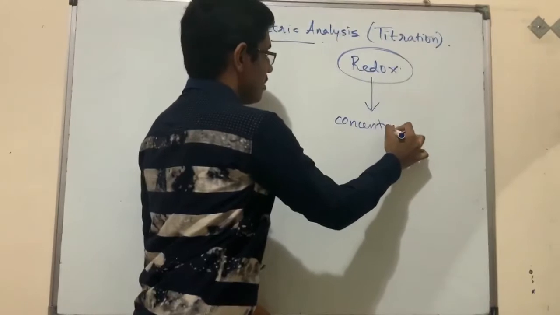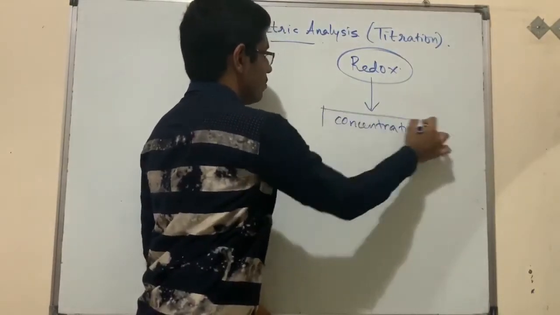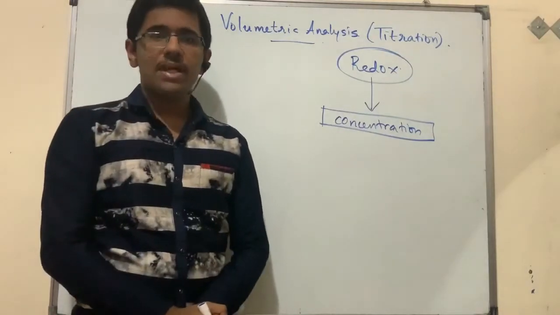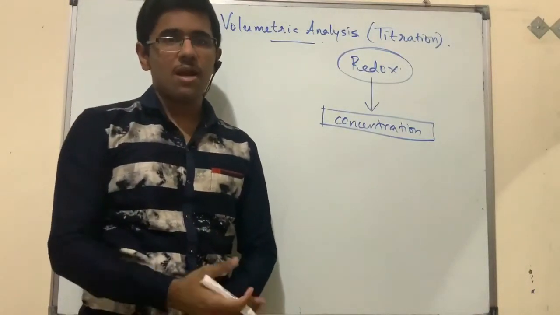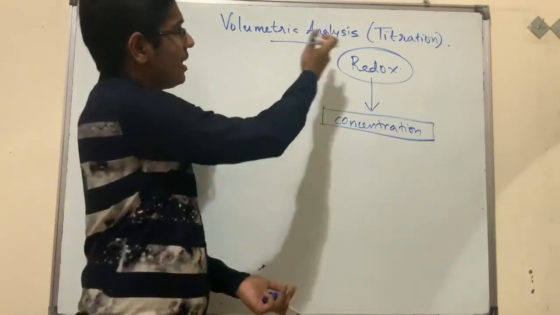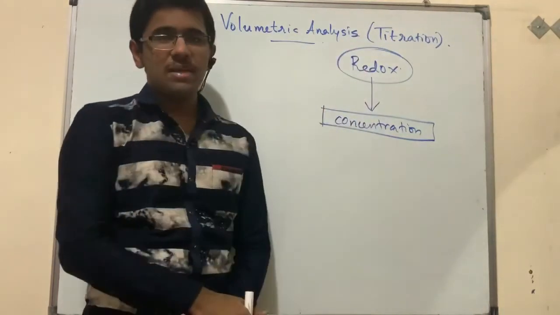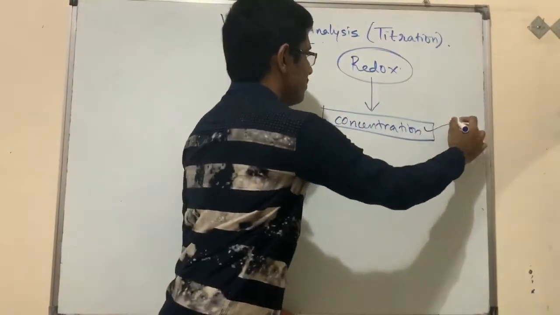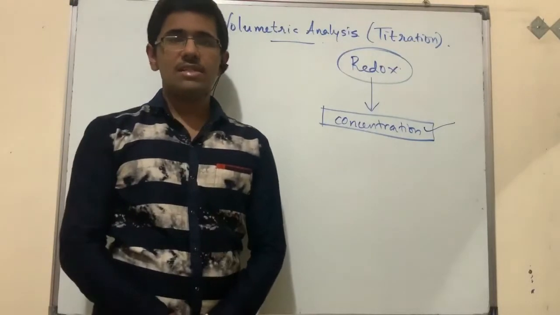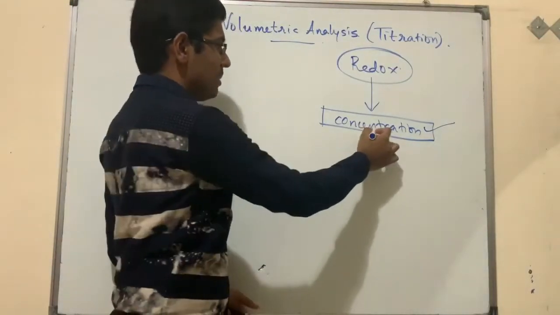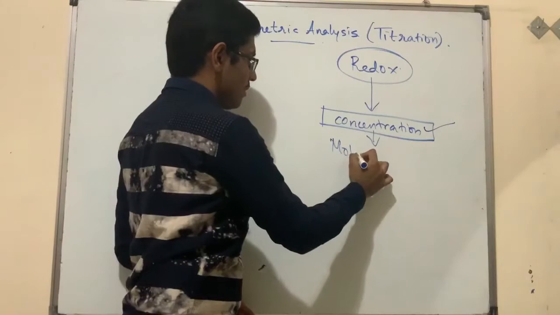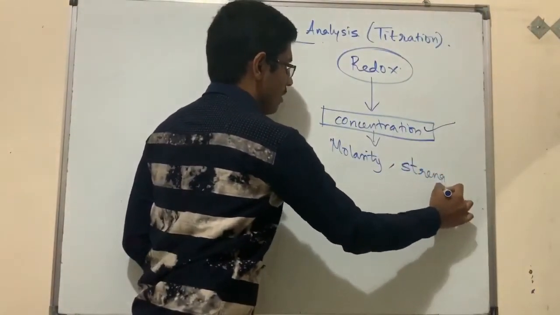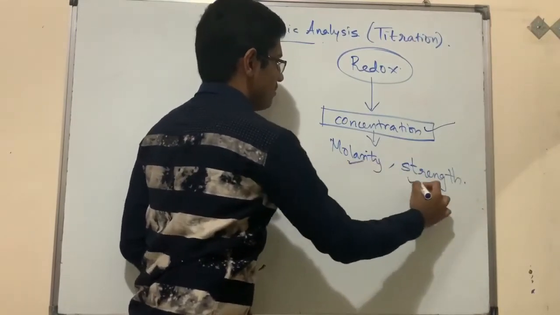Concentration can be determined through this technique. This is a spontaneous redox reaction, be it acidometry or alkalimetry or iodimetry, anything. All types of titrations are redox basically, and their aim is to determine the concentration of unknown species. So that is your aim. Concentration, and concentration means what? The molarity and strength. These two are the main things.